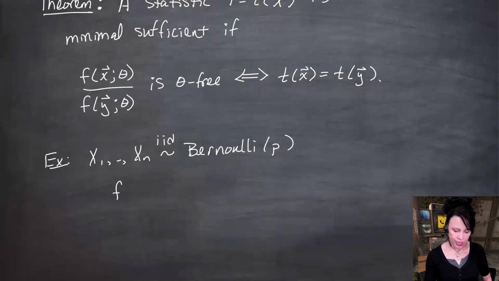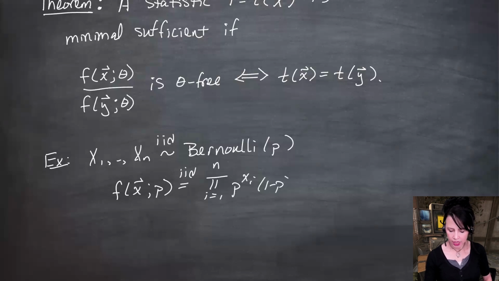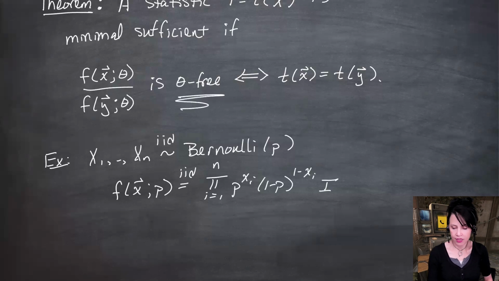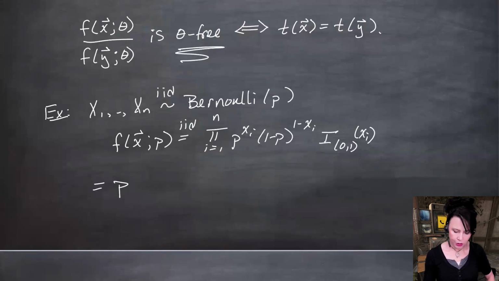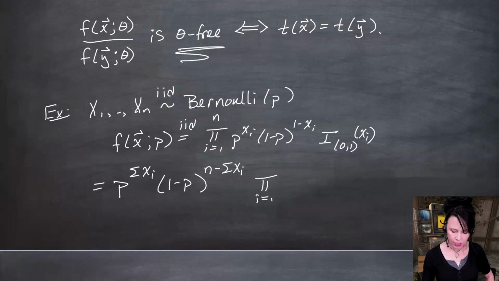So the joint PDF is the product, IID, i goes from 1 to n of p to the xi, 1 minus p to the 1 minus xi, and an indicator. When you're using theorems that say this is parameter free, the indicators are important. So an indicator that says that each xi is between 0 and 1, and let's condense this into p to the sum of the x's, 1 minus p to the n minus the sum of the x's, and a product as i goes from 1 to n of the indicators.